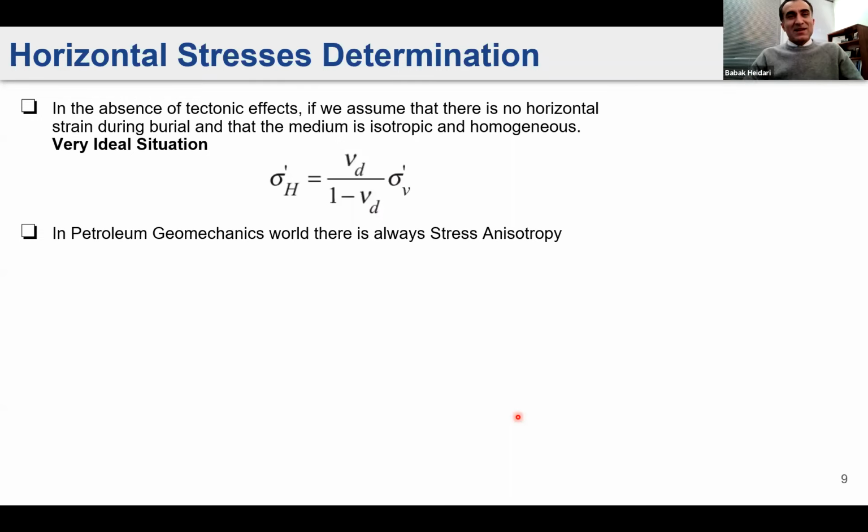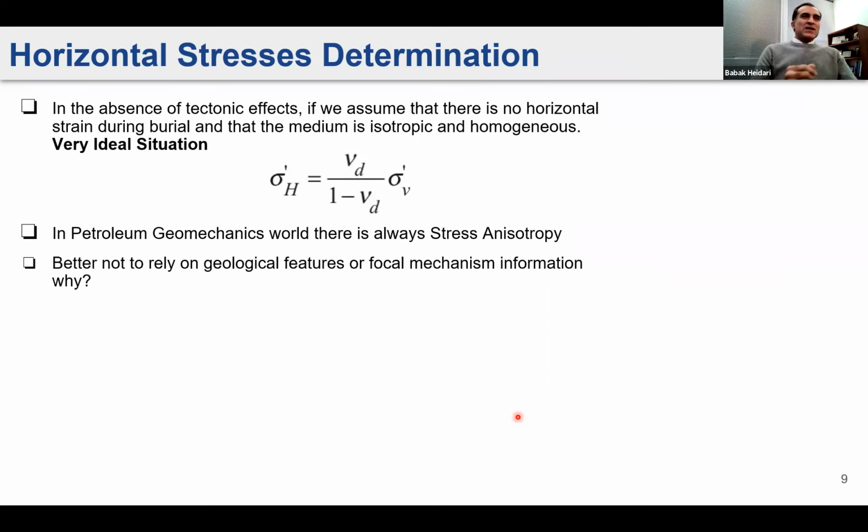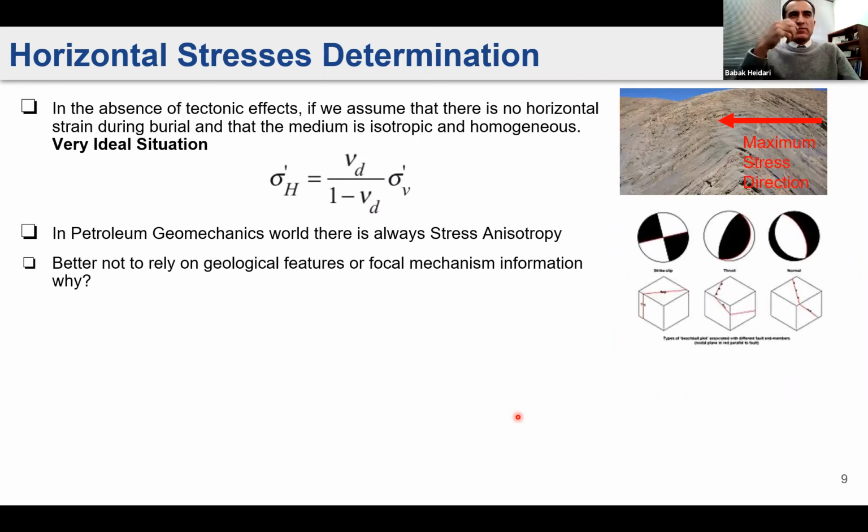I'm always saying that oil is always in a complex environment. It is not easy to reach the oil, and most of the time you are dealing with harsh, geologically complex environments. So what are the sources of information to understand the tectonics and get some idea about horizontal stresses? You can look at the geological information.